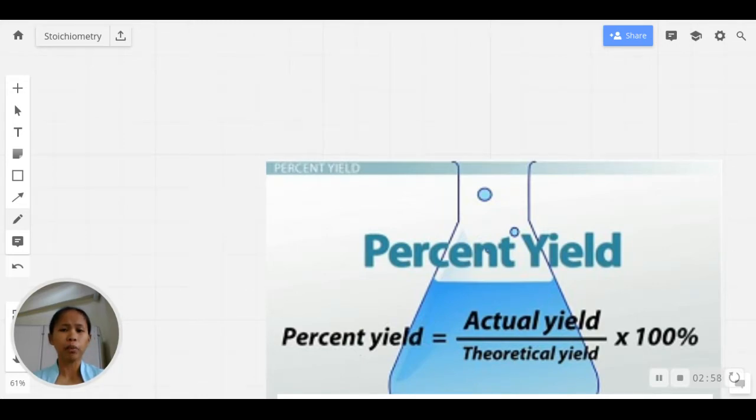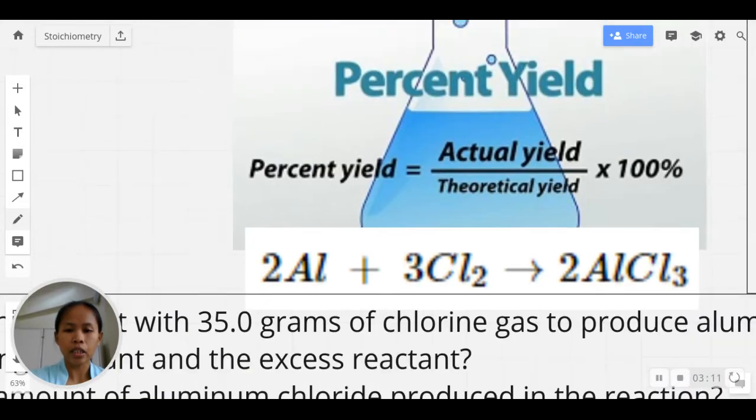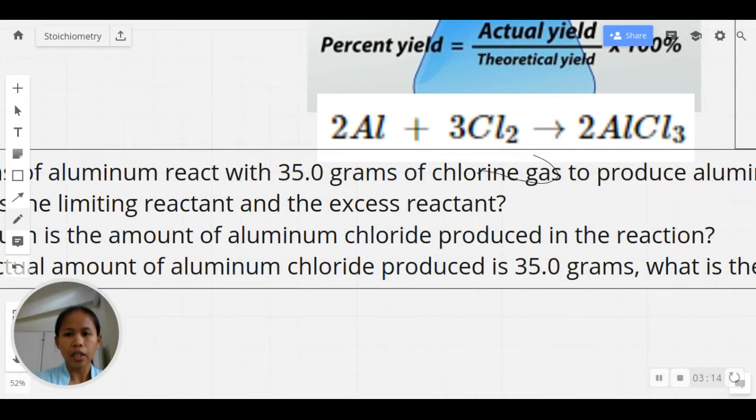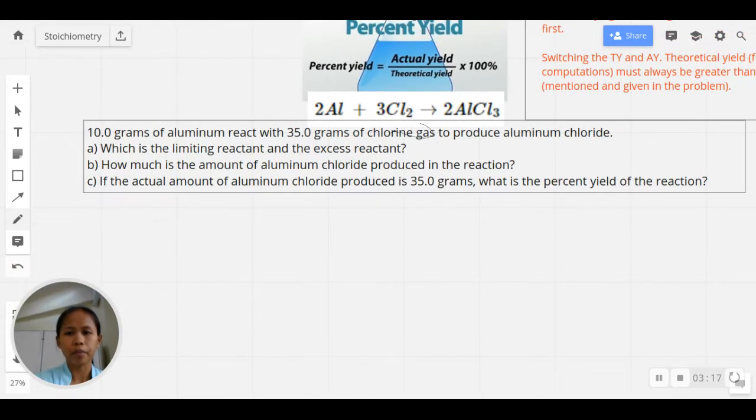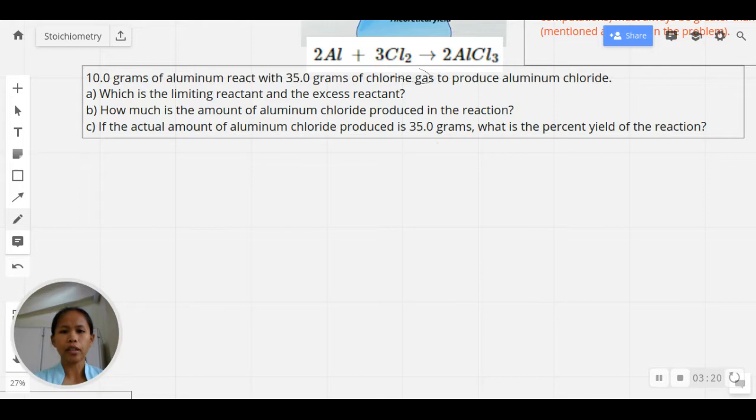Now, for this video, I'm going to show you one problem in which we will be combining limiting and excess reactants, and then we will calculate percent yield based on that reaction. Let's start with this reaction of aluminum chloride. You see that you have 2Al plus 3Cl2 producing 2 moles of AlCl3. That's your product. You've noticed that your chemical equation is already balanced, so we don't have a problem with balancing anymore. That means we can start.